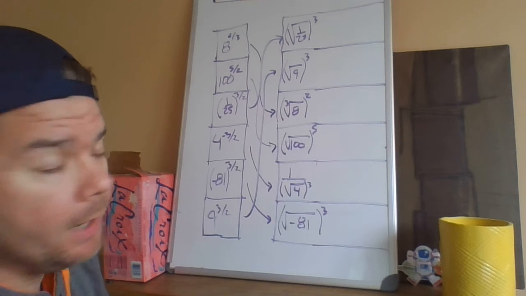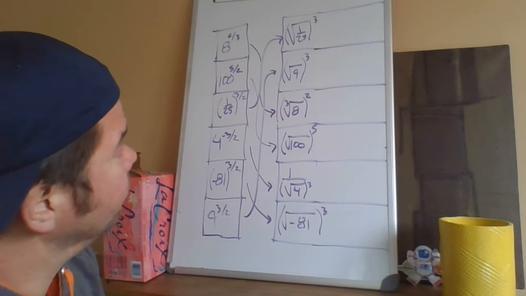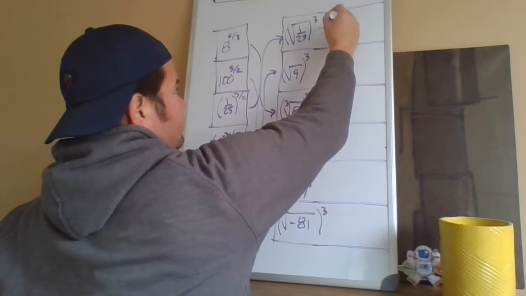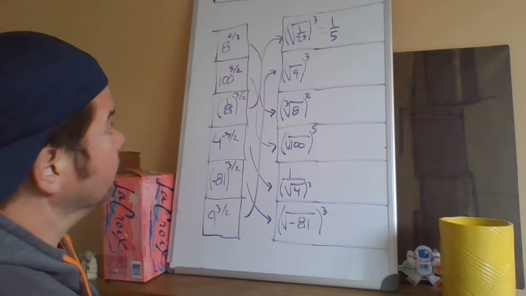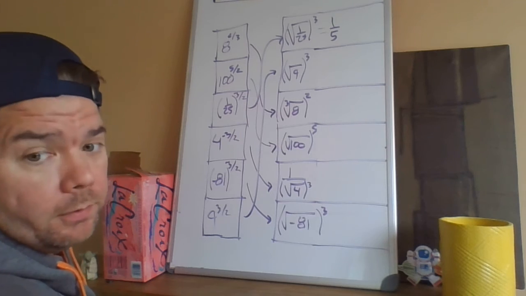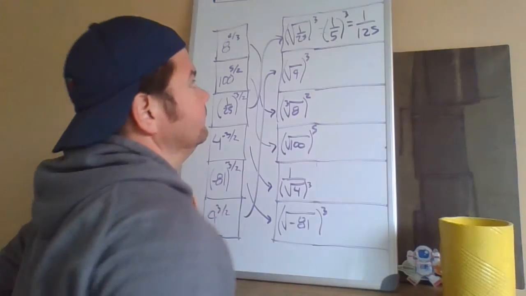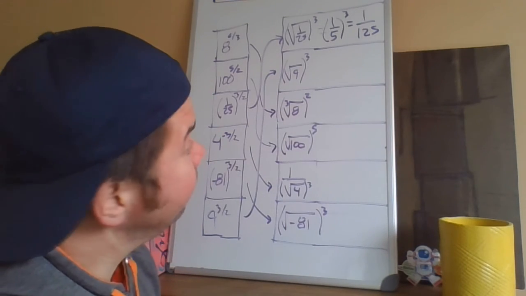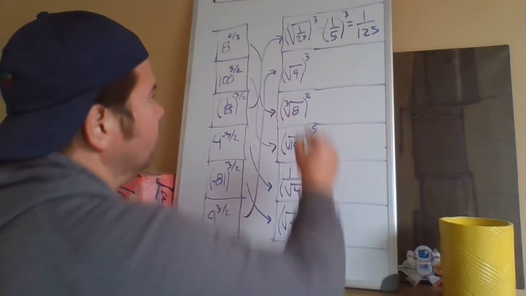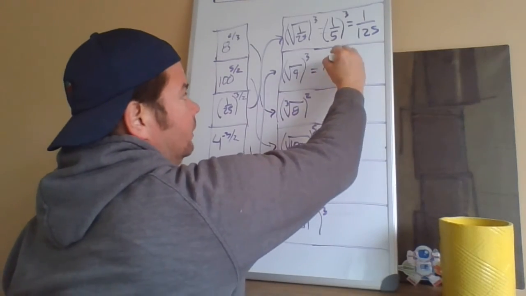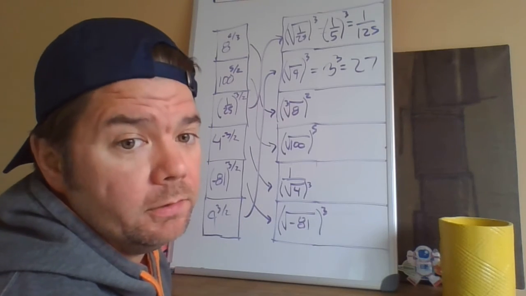Let's just go from the top to the bottom, starting with the square root of 1/25 to the third power. Well, the square root of 1/25 is the square root of 1 over the square root of 25, which is just 1/5. And then that to the third power is 1 over 125. Great. The next one, the square root of 9 to the third power. Well, the square root of 9 is 3. Then I have to raise it to the third power. 3 to the third power is 27.